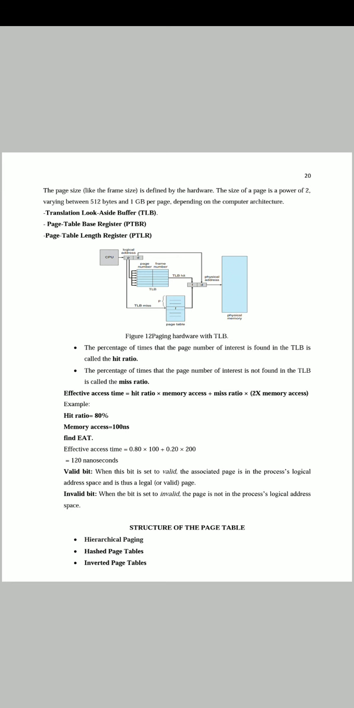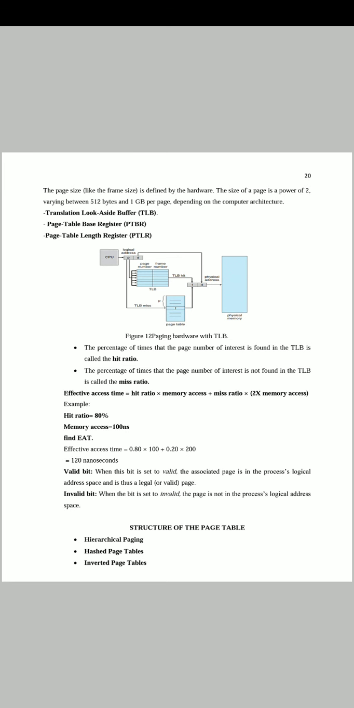How do I calculate the effective access time? Effective access time is nothing but the amount of time it takes to fetch a particular piece of data to the CPU. That is your effective access time. When I convert this 80% to 0.80, that is the hit ratio, into 100.